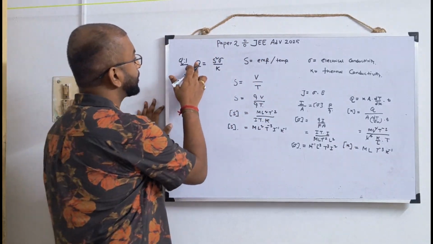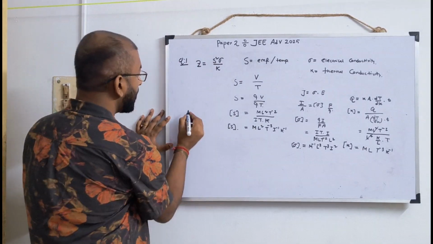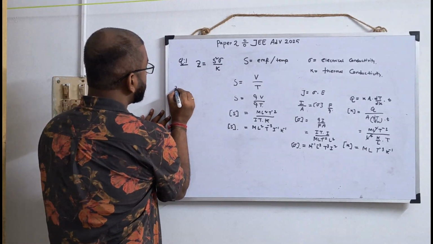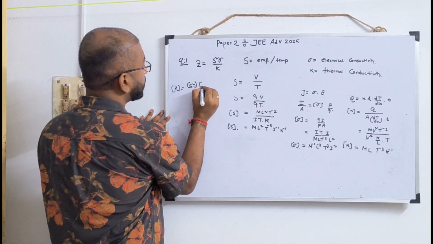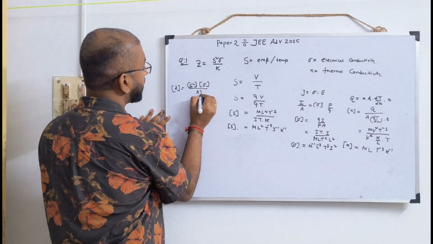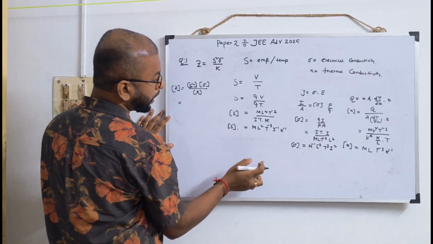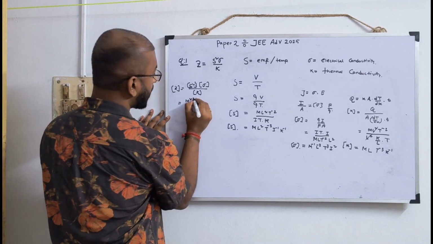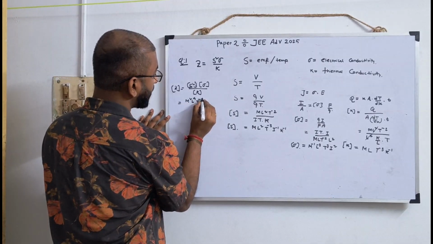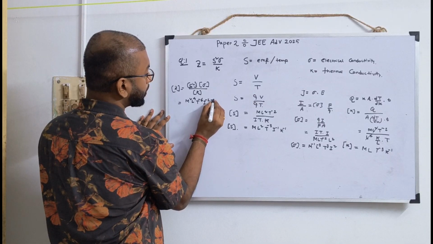Now I have to find out the dimension of z, which is s square sigma by kappa. So the dimension of z will be the dimension of s square into sigma by kappa. The dimension of s we have found out, that is M L square T to the power minus 3 I to the power minus 1 K to the power minus 1. We'll just square it, so we'll write M square L to the power minus 6 T to the power minus 2 I to the power minus 2 K to the power minus 2.